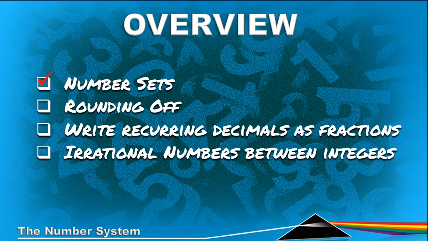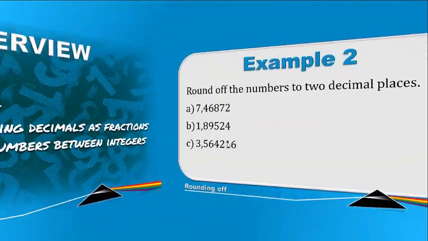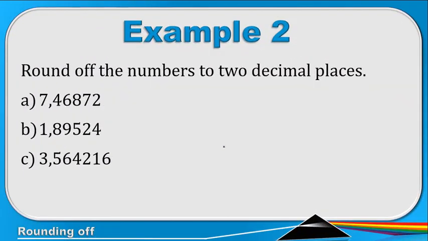Okay, so that was then the number sets. Now let's just quickly recap rounding off. The question says in example 2, round off the numbers to 2 decimal places. Now when we round off to a certain number of decimal places, like 2 decimal places, we want to keep 2 numbers after the comma. That means everything else we need to cut off. But when we cut them off, we have to decide this last number. Is it going to remain 6, or are we going to change it to 7?